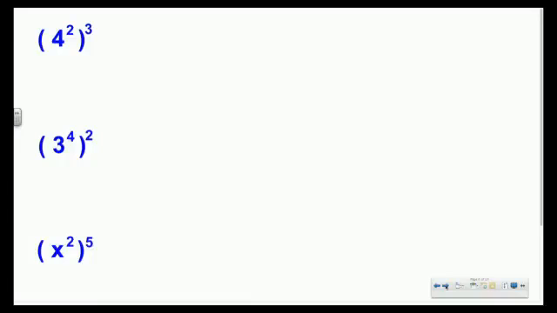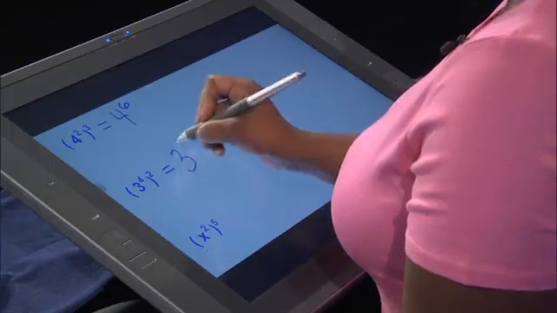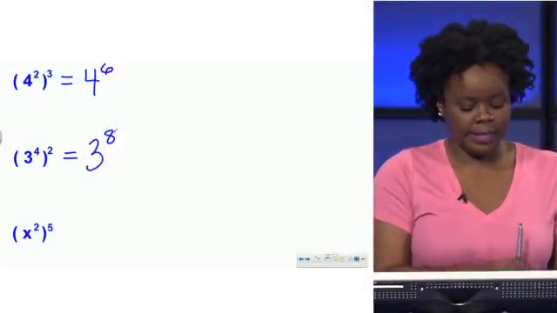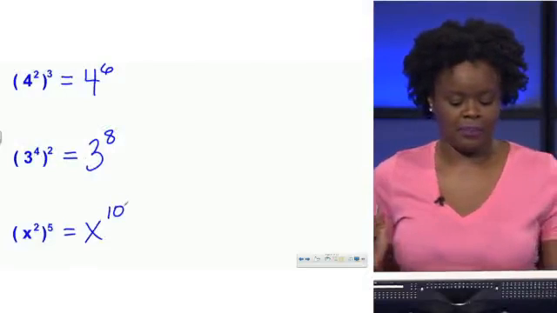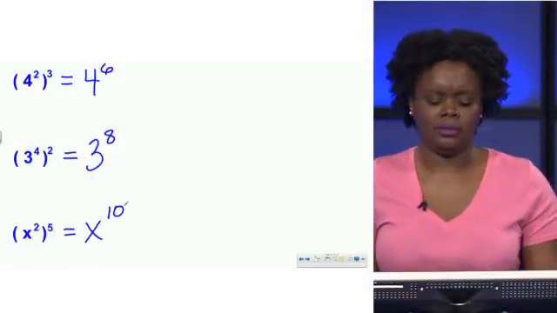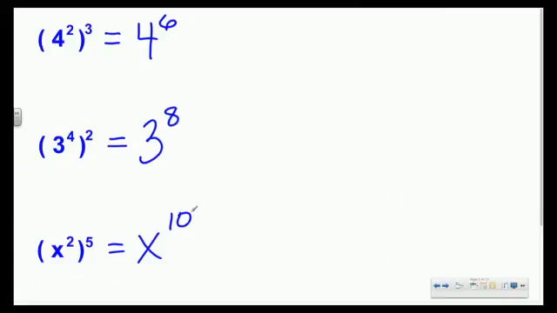Okay, so when we raised 4 squared to the 3rd power a few problems ago, that answer was 4 to the 6th. When we raised 3 to the 4th to the 2nd power, that answer was 3 to the 8th. And when we raised x squared to the 5th power, that answer was x to the 10th. Okay, pause me for a minute. Look at that. See if you can figure out the pattern. Do you notice any relationship between the exponents in my problem and then the exponent in the answer for each of those? Okay, pause me and think about that for a second.